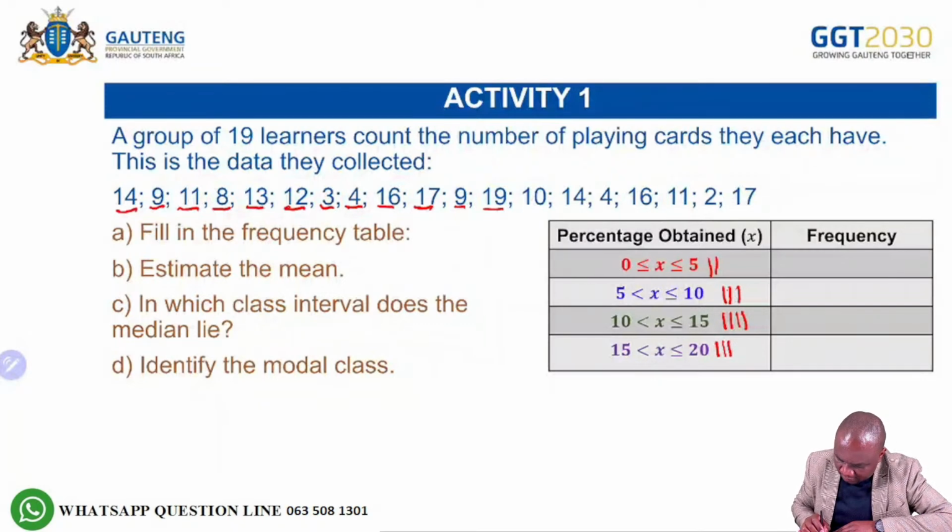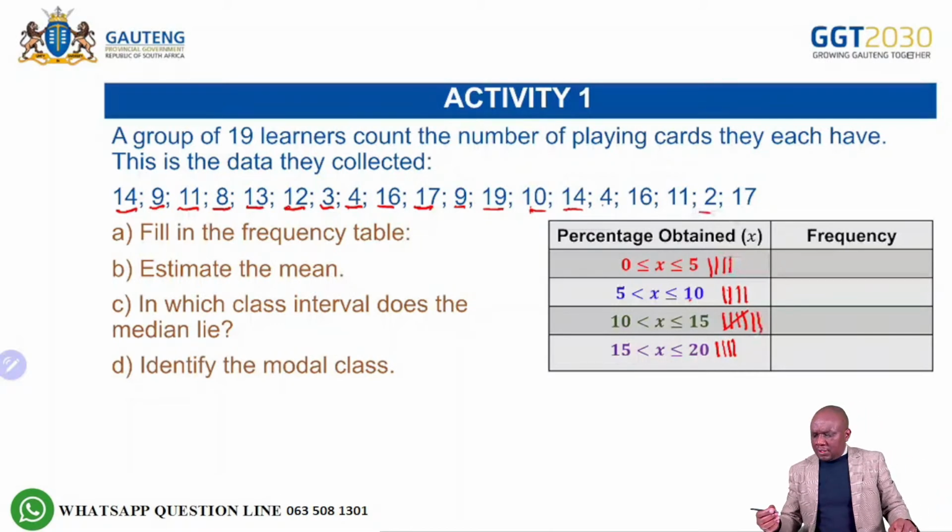10, we have to be careful here. Do we put it in the blue part or the green part? It's included on this one, so that's where 10 is. So it's here. And then 14 is here. Then it becomes 5 like that. 4 is here. 16 is here. 11, where is 11? Here. And then 2 is here. I'm now doing 2, and then 17 there. Came out nicely now.